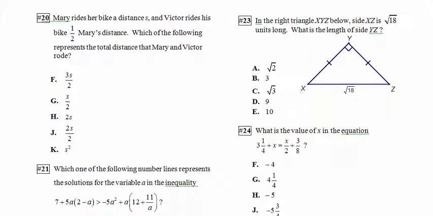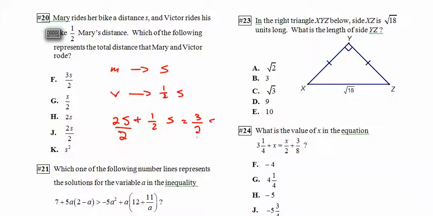Mary rides a bike a distance S, and Victor rides his bike half Mary's distance. Which of the following represents the total distance that Mary and Victor rode? Mary, S. Victor, half S. Together, S plus half S, common denominator, 3 halves S, which is fine. F.